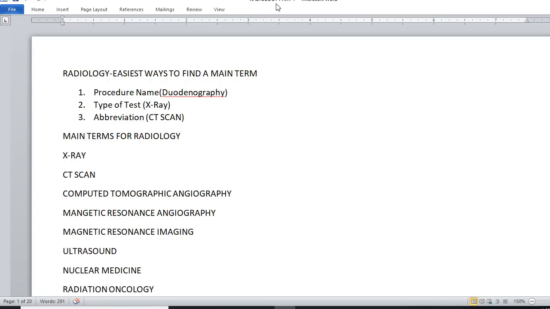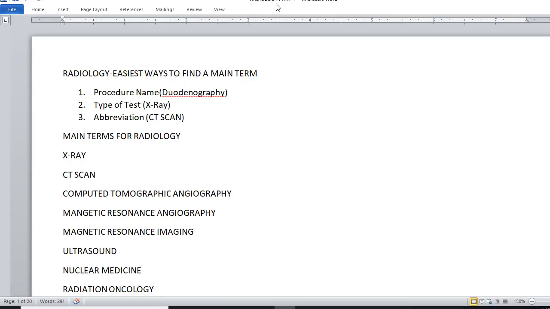So we're mainly going to be talking about X-rays, CAT scans, CTAs, magnetic resonance imaging, MRAs, and then in radiology part 2, that's where we're going to talk about ultrasound, radiation oncology, and nuclear medicine. When it comes to radiology, there are really two easiest ways and a third kind of sort of easy way.